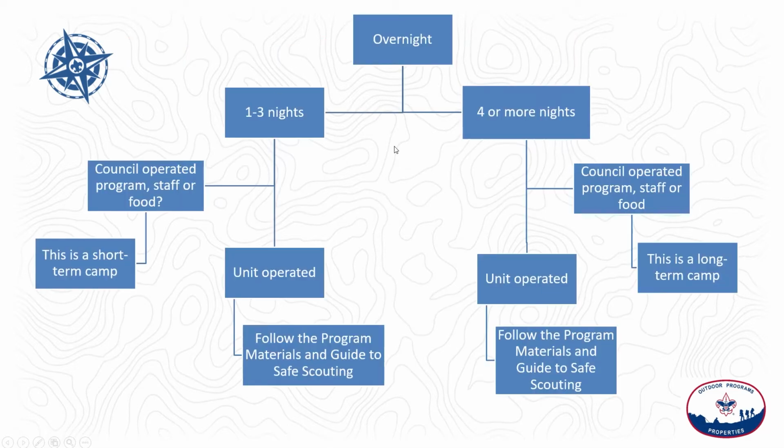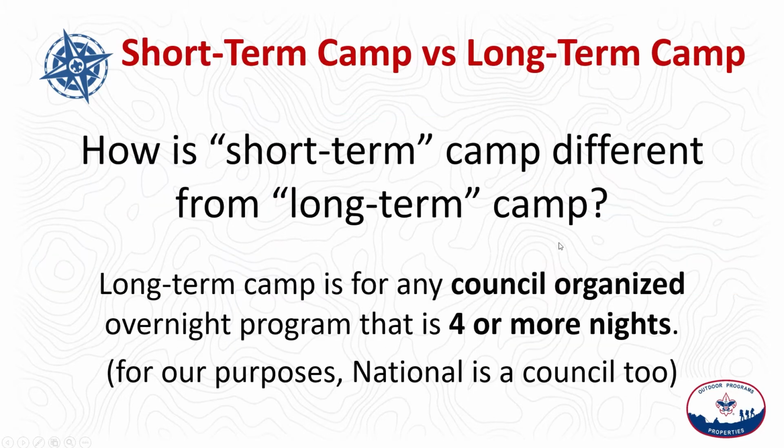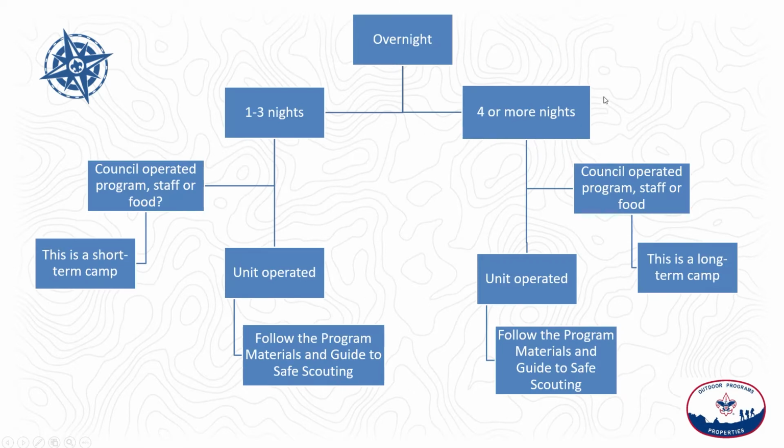Okay, here's a little flow chart. If your camp is overnight, let's go over here. If it's 4 or more nights, it's not included as a short-term camp. That would be considered a long-term camp. Now there's a distinction here between unit-operated camps and council or district-operated camps and trainings. If your camp is 4 or more nights and it's a council-operated program and it has council staff and food services, that's considered a long-term camp, and NCAP standards would apply to that.